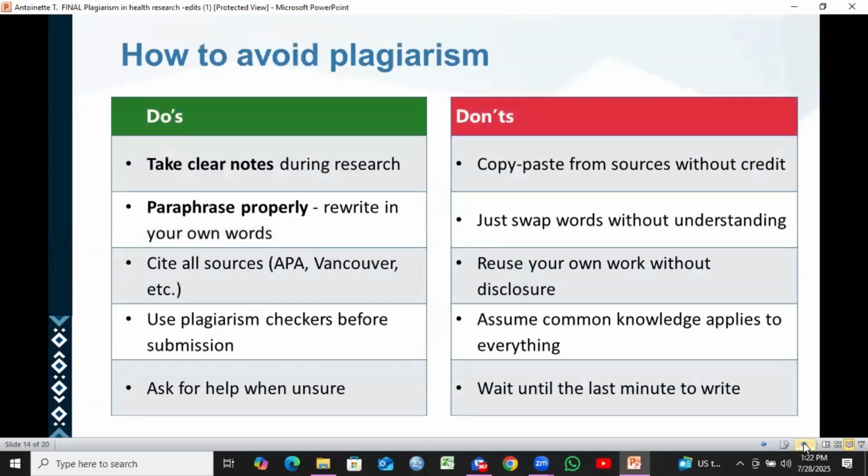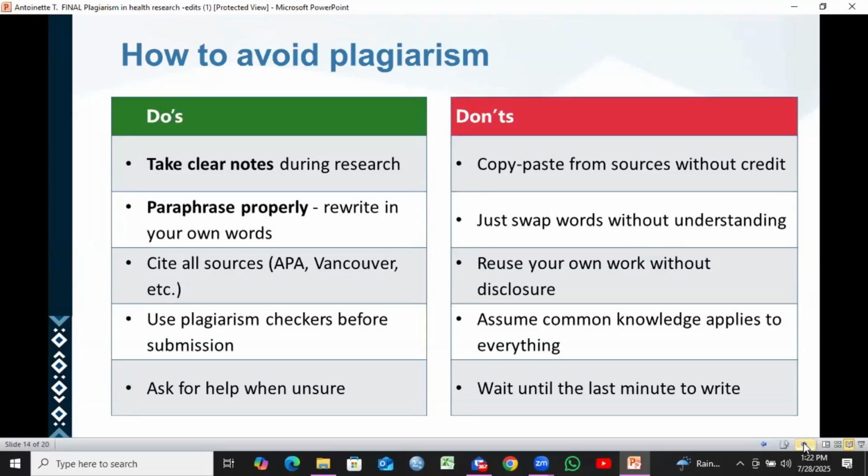As early career researchers and students, undergraduate, postgraduate students, how do we avoid plagiarism? So I've come up with some points, the do's and the don'ts of plagiarism. So for the do's, you take clear notes during research. You make sure your notes are clear. And for the don'ts, you avoid copying and pasting without credit. Yes. Then for the do's, the next point, we paraphrase properly and you rewrite in your own words. Always learn how to paraphrase properly.